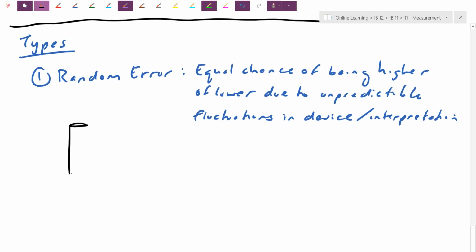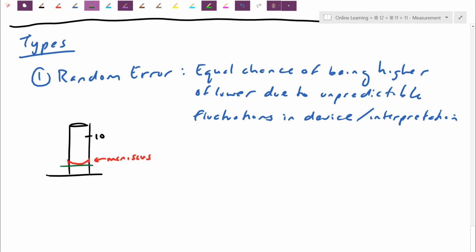Let's go back to my grad cylinder. Let's say this mark here says 10. I fill it up with a little bit of water. Water does form this meniscus shape. So meniscus is the name of this curved structure. Basically, water adheres. It climbs up the walls. We're always best to read the bottom of the meniscus.